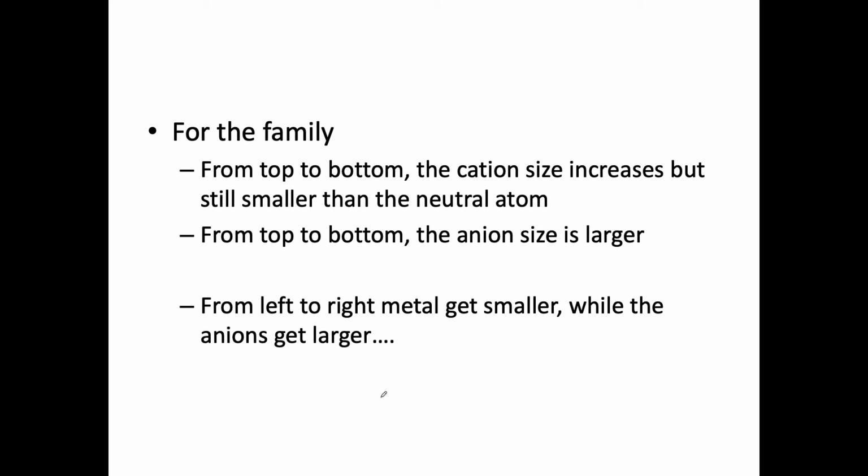All right, for the trend, for the family, that's the column. Top to bottom, it'll be increasing, but still smaller than the neutral atom. Going from top to bottom, the anion size is larger. From left to right, the metal will get smaller while the anions get larger. So metal cations get smaller, while if we have an anion, they'll get larger.